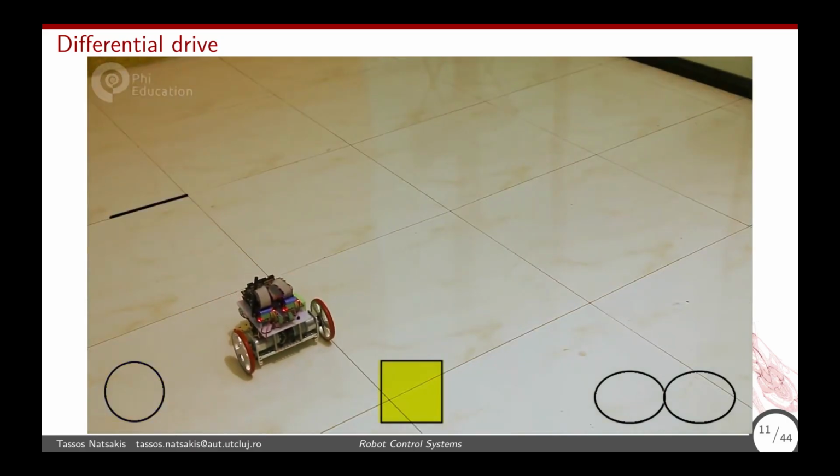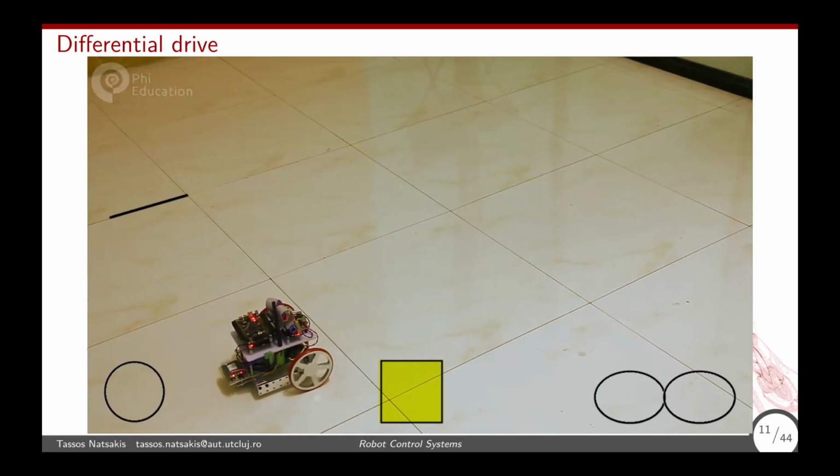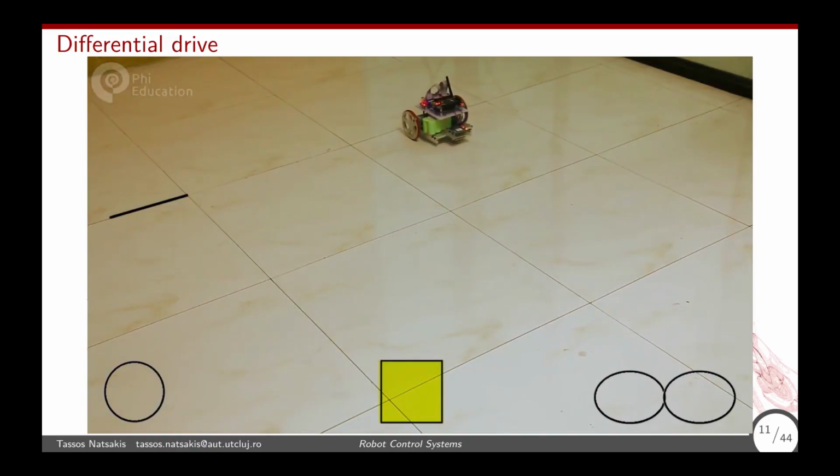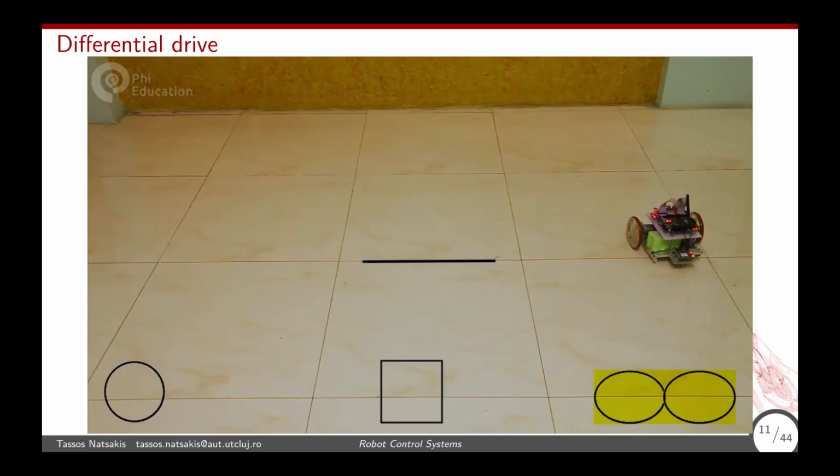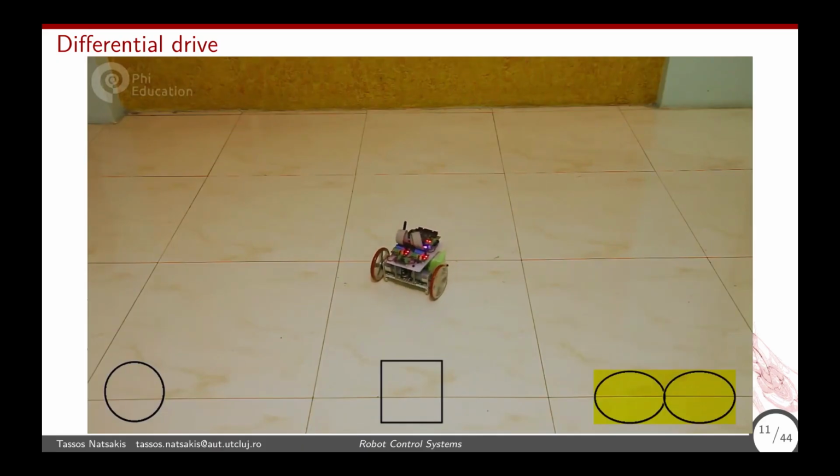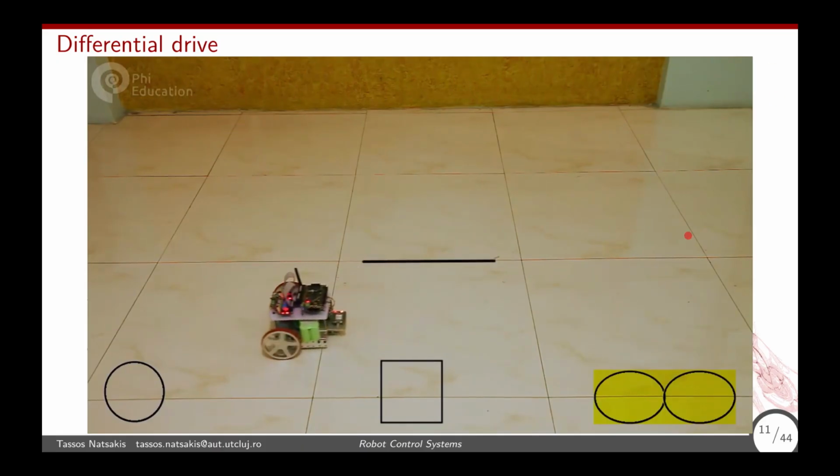How can we do a square? Or how can we do this infinity shape? All of this is done by the relative velocity between the 2 wheels. I guess you have played with remote controlled cars. It's kind of like a left, right thing.